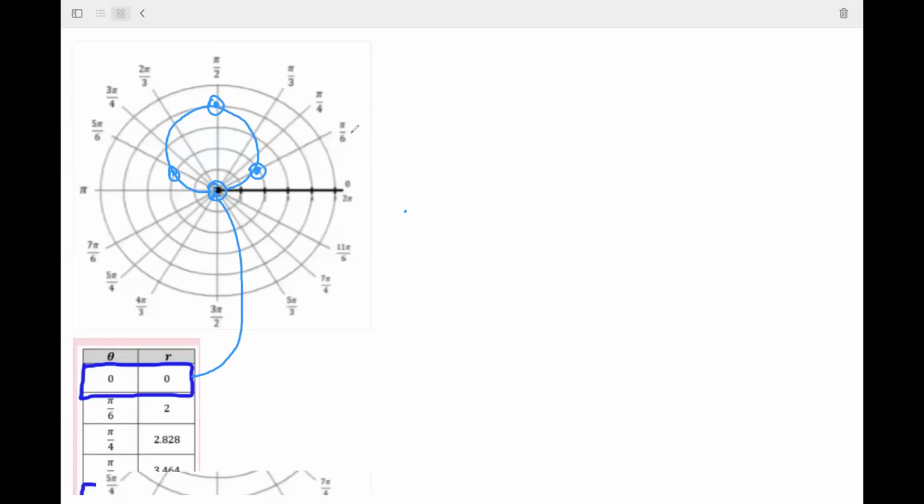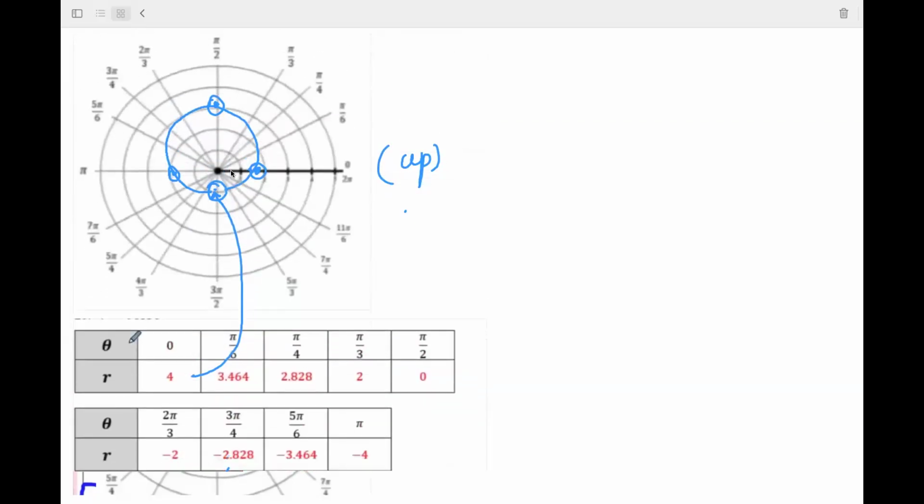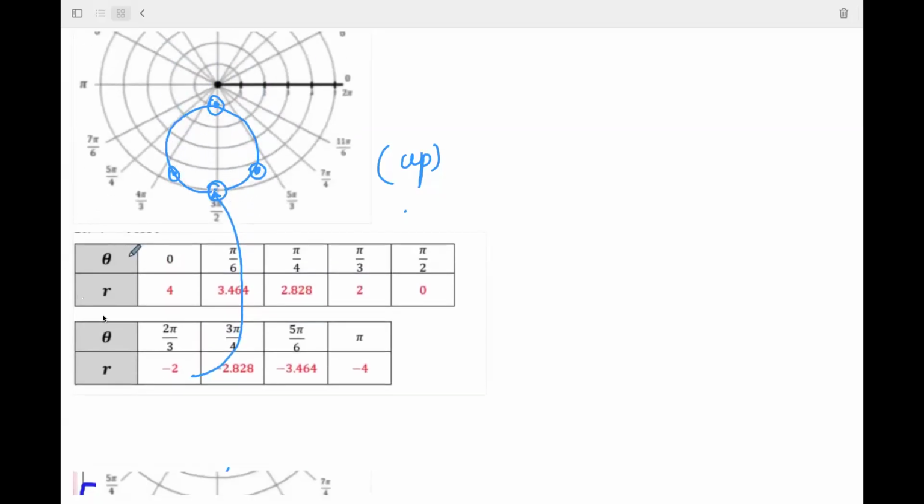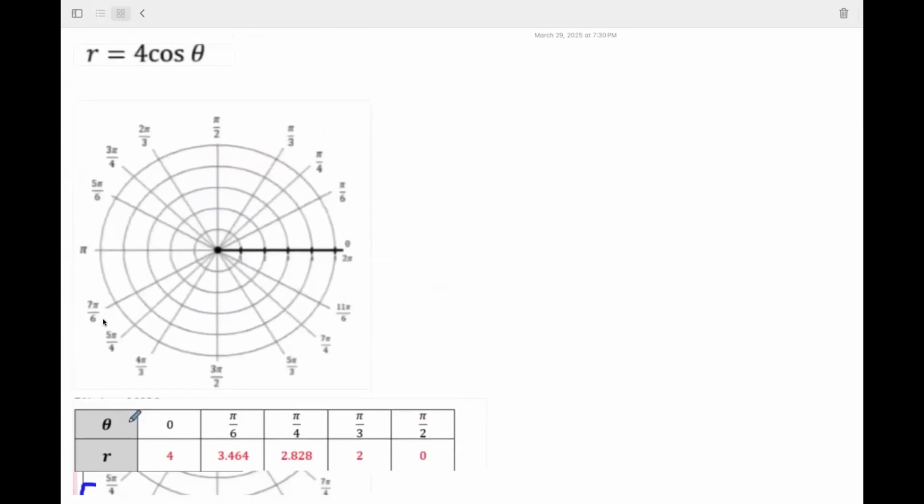Okay, can I call this as opens up? How about this one, the previous one? Can I call the sine graph? This is a cos graph, right? Cos graph opens right. Can I say that?